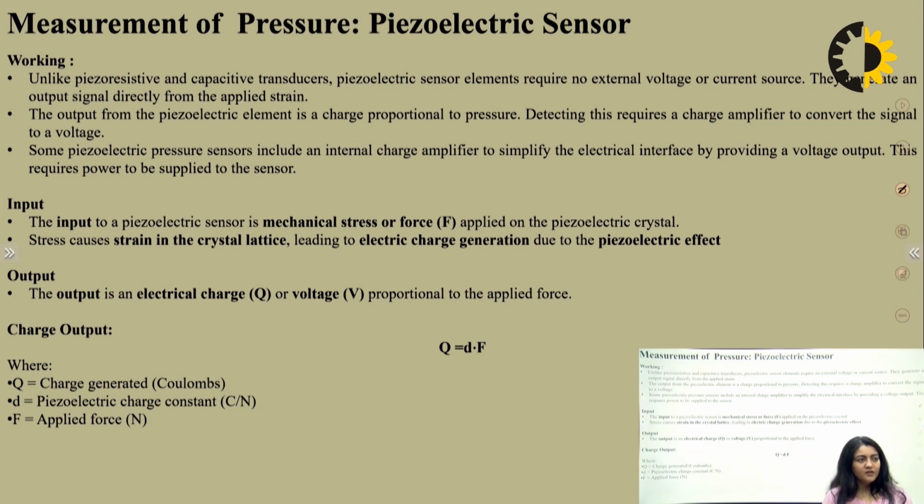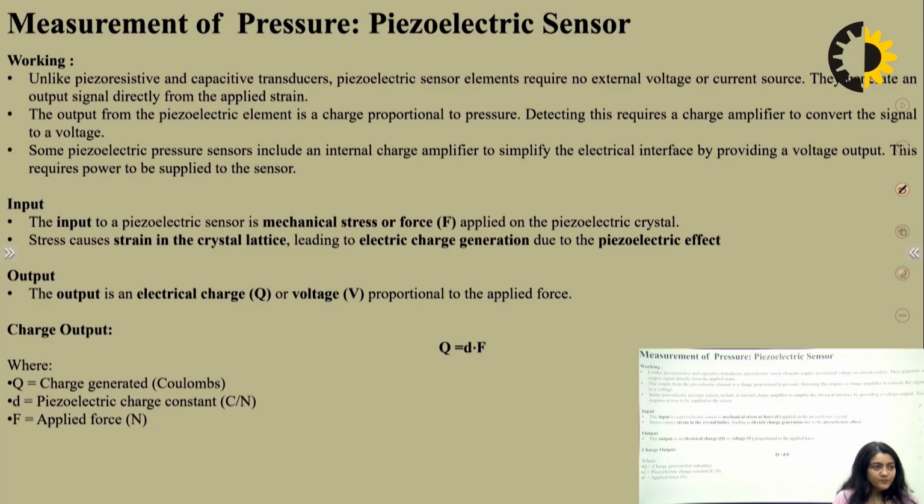Now, let's go to the working principle. Unlike piezoresistive and capacitive transducers, piezoelectric sensor elements require no external voltage or current source. They generate an output signal directly from the applied stress. The output from the piezoelectric element is a charge proportional to the pressure. Detecting this requires a charge amplifier to convert the signal to a voltage. Some piezoelectric pressure sensors include an internal charge amplifier to simplify the electrical interface by providing a voltage output. Now, this requires power to be supplied to the sensor.